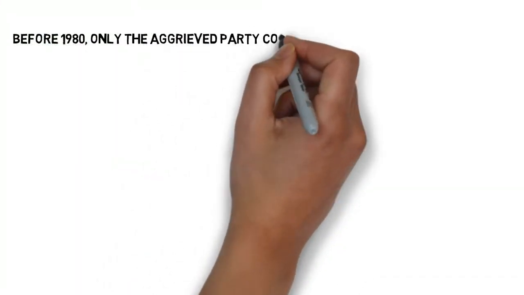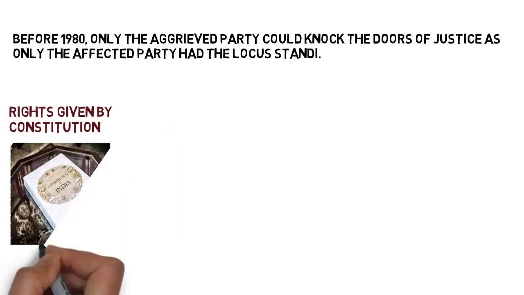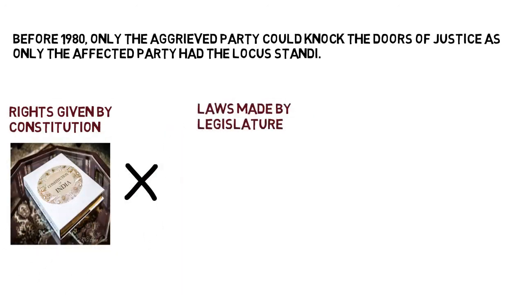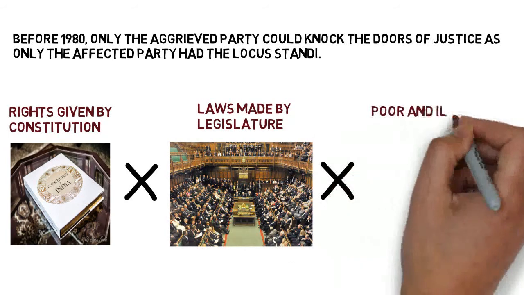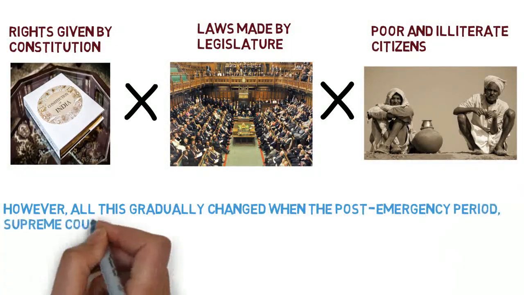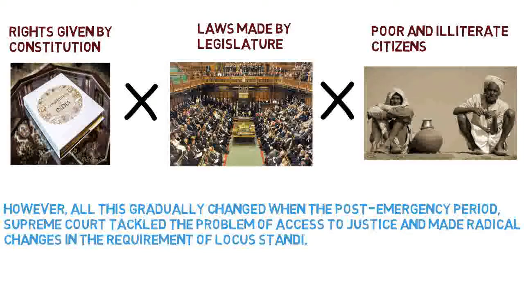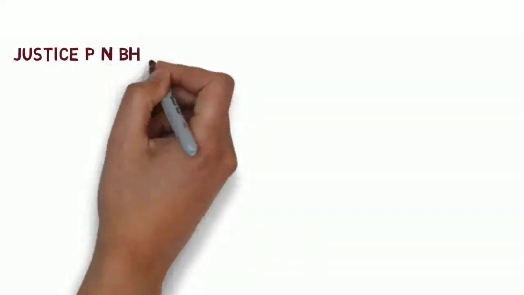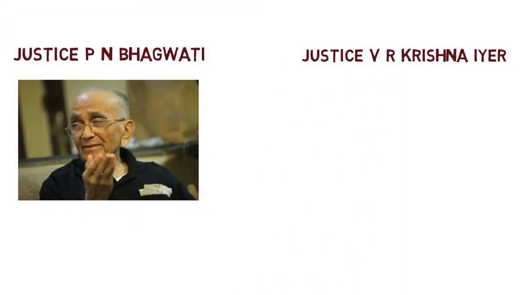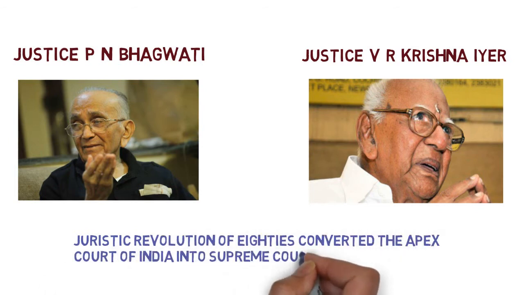Before 1980, only the aggrieved party could knock the doors of justice, as only the affected party had the locus standi, and as a result there was hardly any link between rights given by the Constitution, laws made by legislature, and poor and illiterate citizens of India. However, all this gradually changed when the post-emergency period Supreme Court tackled the problem of access to justice and made radical changes in the requirements of locus standi. Efforts made by Justice P.N. Bhagwati and Justice V.R. Krishna Iyer were instrumental in the juristic revolution of the 80s that converted the apex court of India into the Supreme Court of India.